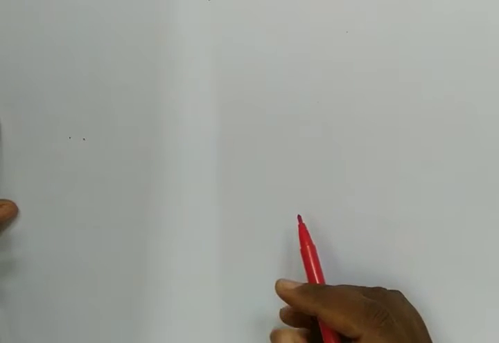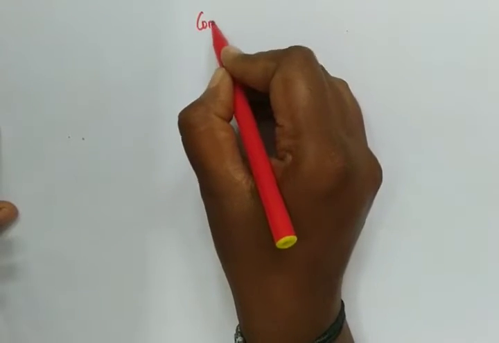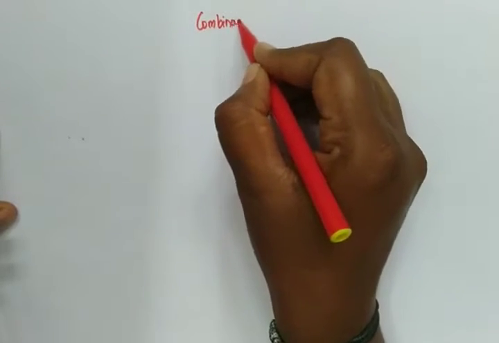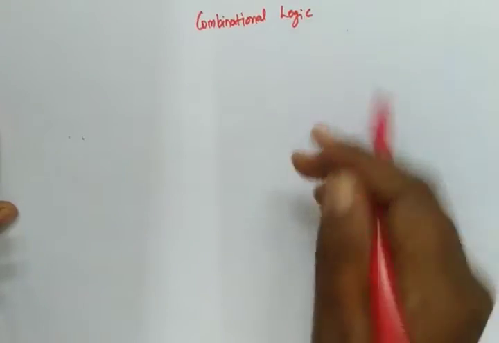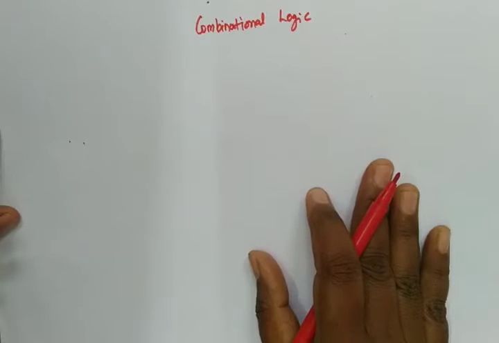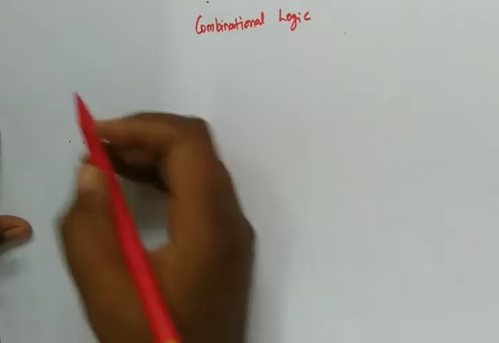Good morning. Today we will see about combinational logic. Previously we have seen Boolean algebras. So this is combinational logic. Before going to combinational logic, we should know about logic gates.